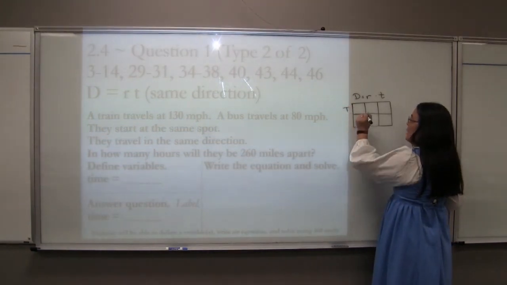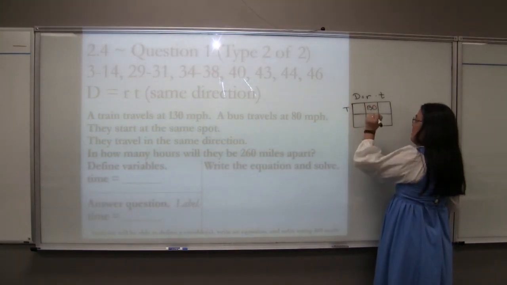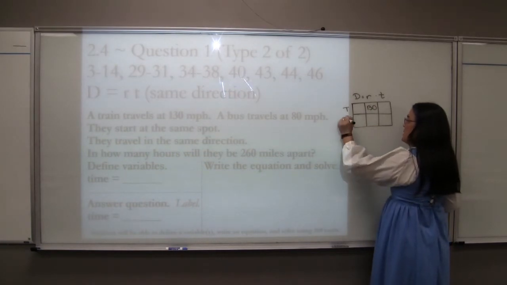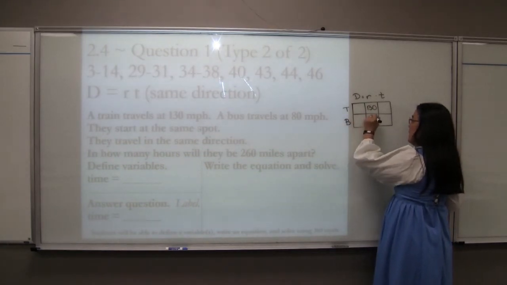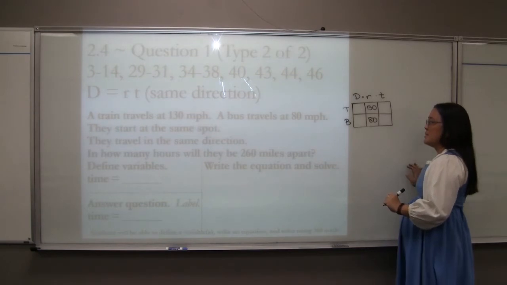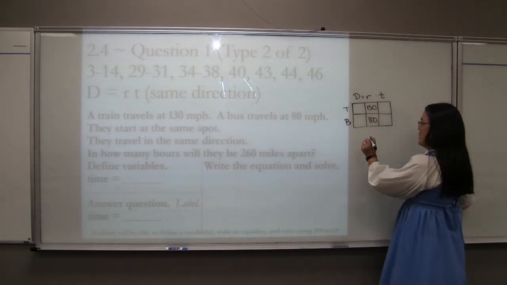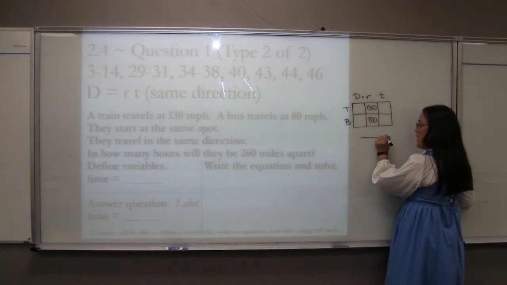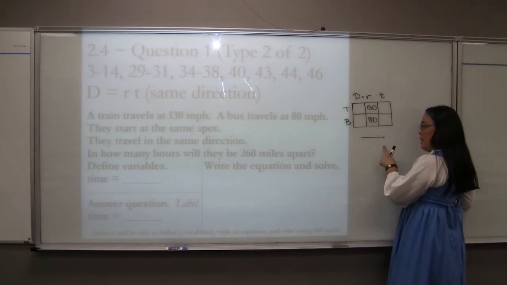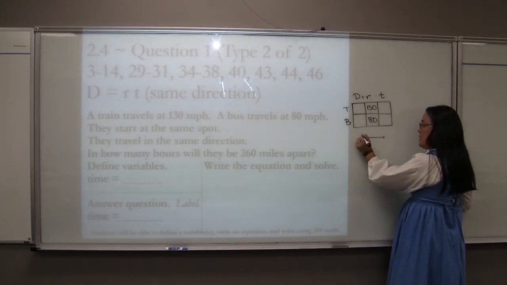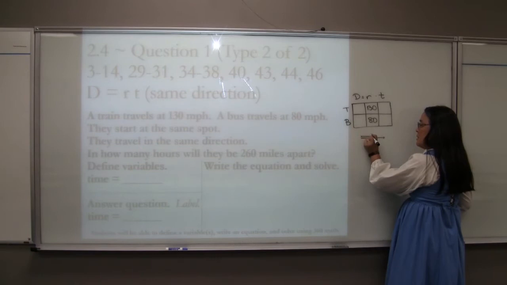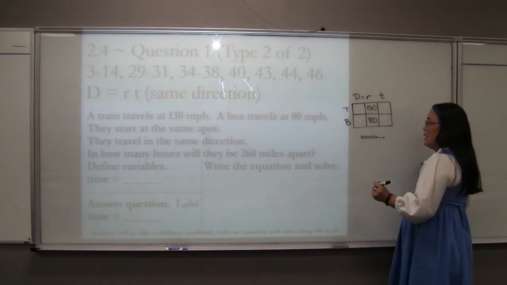Our train is going 130 miles an hour. I feel like that's the same rate it was going last time. The bus is still going at 80 miles an hour. That is still the rate it was going last time. They start at the same spot and they go in the same direction. Now, I don't really want to have two arrows right on top of each other, so I'm going to write it just a little bit above the other one.